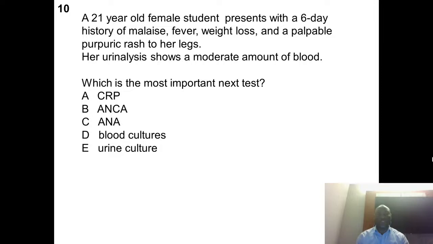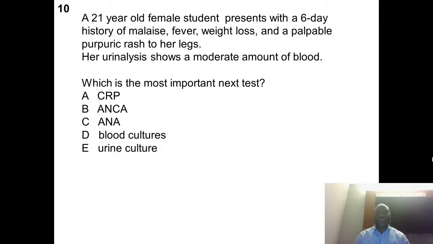Last question. A 21-year-old female student presents with a 6-day history of malaise, fever, weight loss, and a palpable purpuric rash on her legs. Her urinalysis shows a moderate amount of blood. Which of the following is the most important next test? Is it a CRP? An ANCA, that's antineutrophil cytoplasmic antibody test? An ANA, which is anti-nuclear antibodies, a blood culture, or a urine culture?